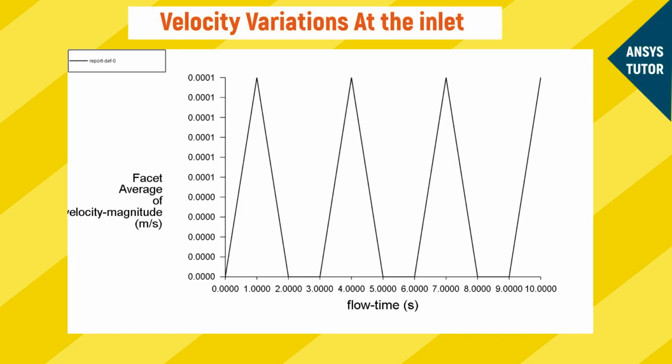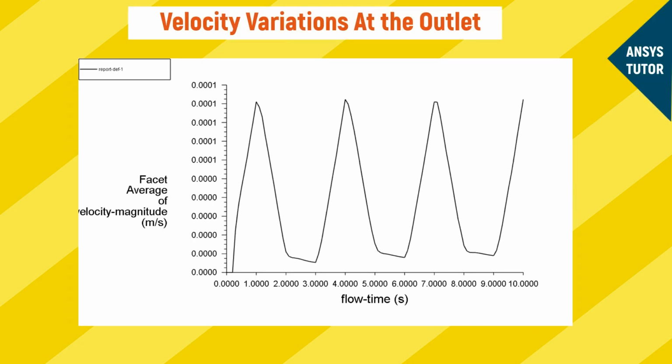From the chart it can be observed that the velocity is varying in a pulsating manner at the inlet, which eventually results in variations of the velocity at the outlet. With this, let's conclude this demonstration.